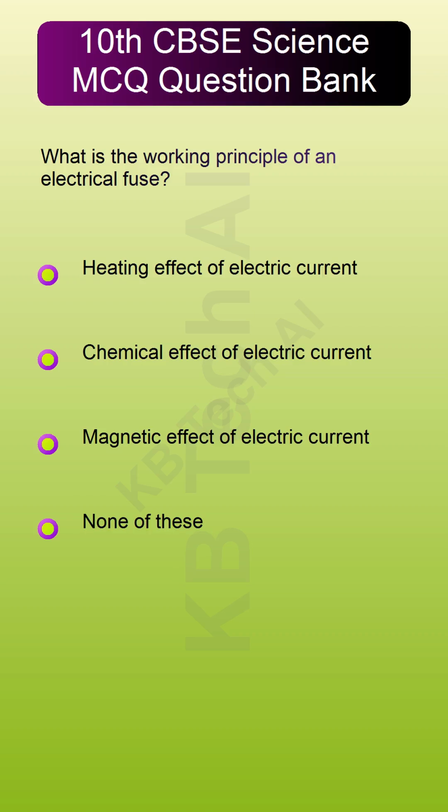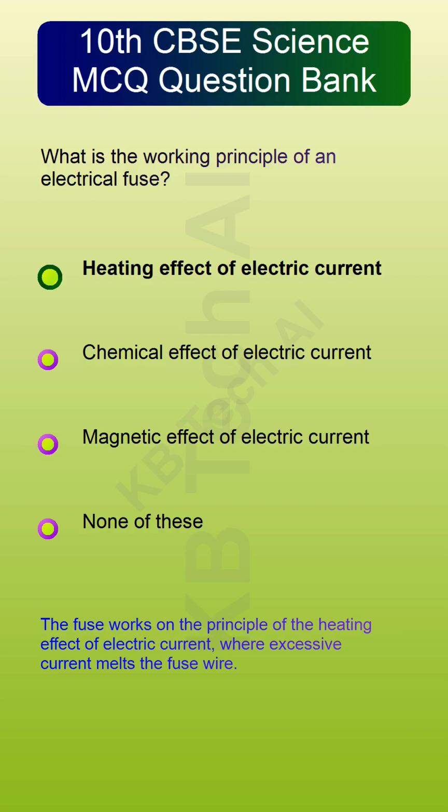What is the working principle of an electrical fuse? Option 1, heating effect of electric current. Option 2, chemical effect of electric current. Option 3, magnetic effect of electric current. Option 4, none of these. The answer is Option 1, heating effect of electric current.